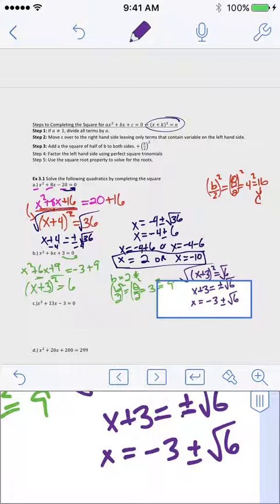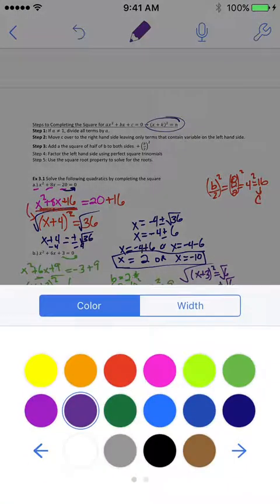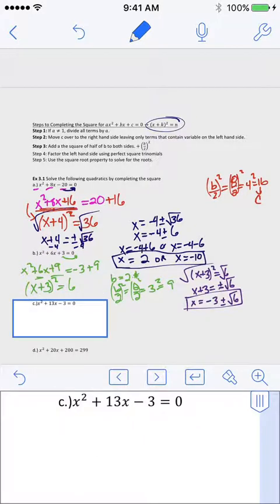6 only factors into 2 and 3, so I can't reduce that anymore. I can't get it to a whole number, can't even reduce it. So technically my two answers are sitting right here. X equals minus 3 plus root 6, and x equals minus 3 minus root 6. And that's our answers. Fabulous. Let's keep going. Try again. Do it a couple more times.